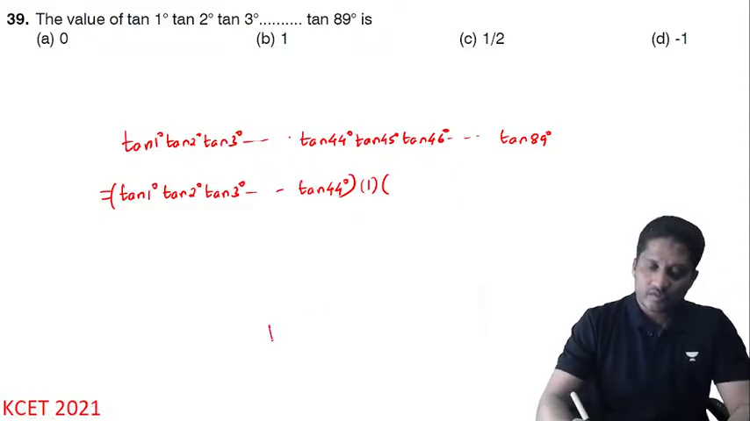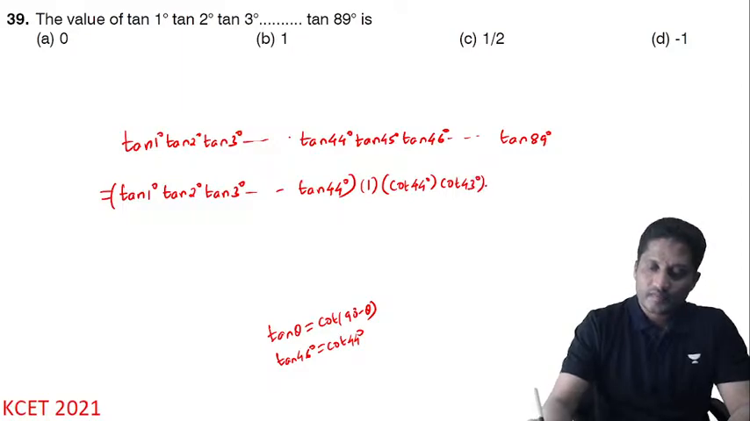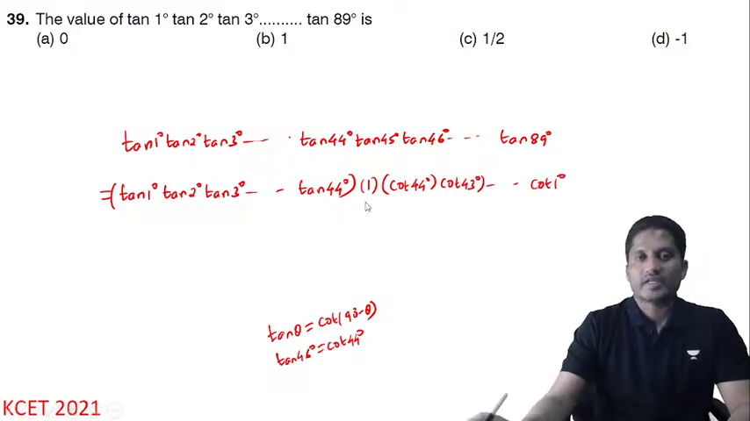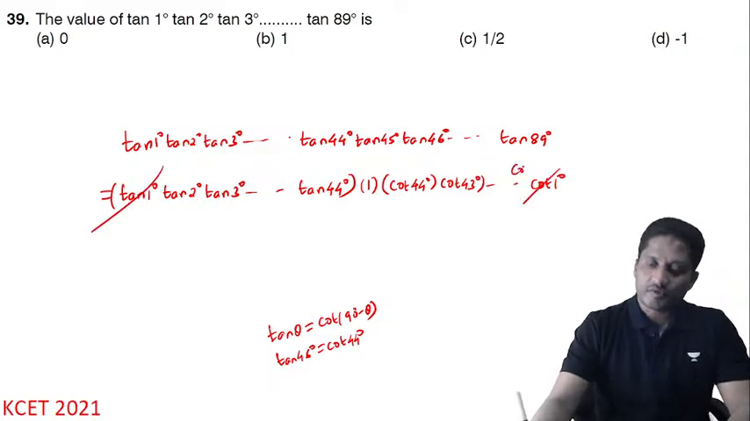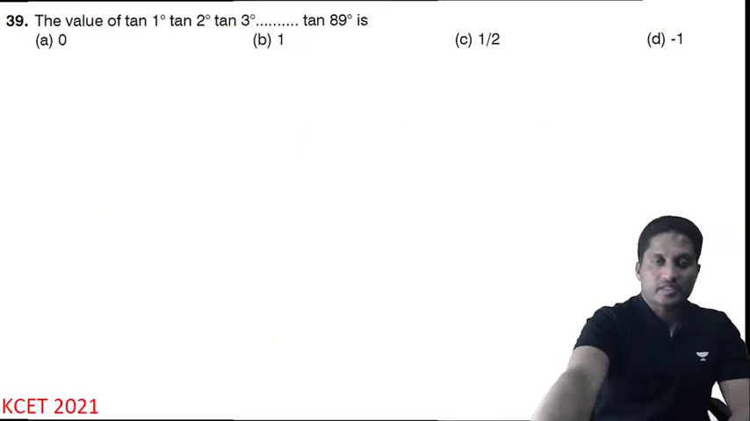And then tan theta is equal to cot of 90 minus theta, right? Tan 46 is same as cot 44. So this is cot 44. Similarly, this is cot 43 and so on up to cot 1. Everything will get cancelled. This tan 1 will cancel. One term before, before cot 1 you will get cot 2. Even this will cancel. Like this all the terms will get cancelled. You will get the answer as 1. Answer is option B. Let's move to the next question.